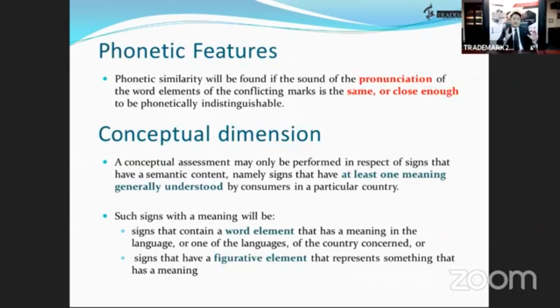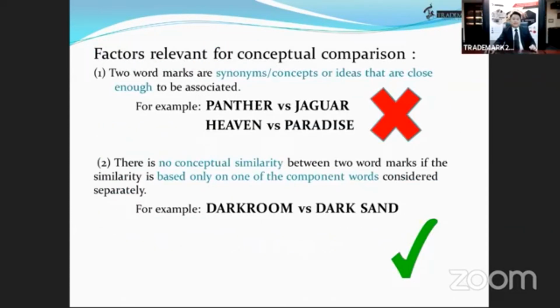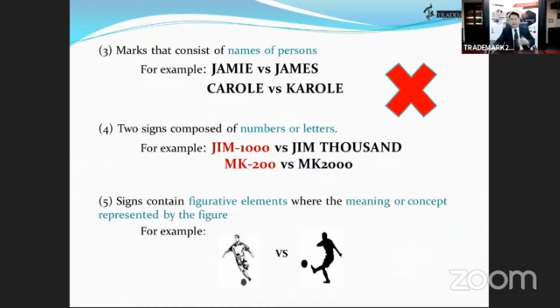Now, phonetically, try to pronounce the two words and see whether it's the same. Conceptually, Penta and Jaguar and all this. Dark room, dark sense. Now, Jamie, James, Carol. Jim 1000. So if I put Jim 1000, no, you cannot do that. MK 200, MK 2000, no, you cannot do that.